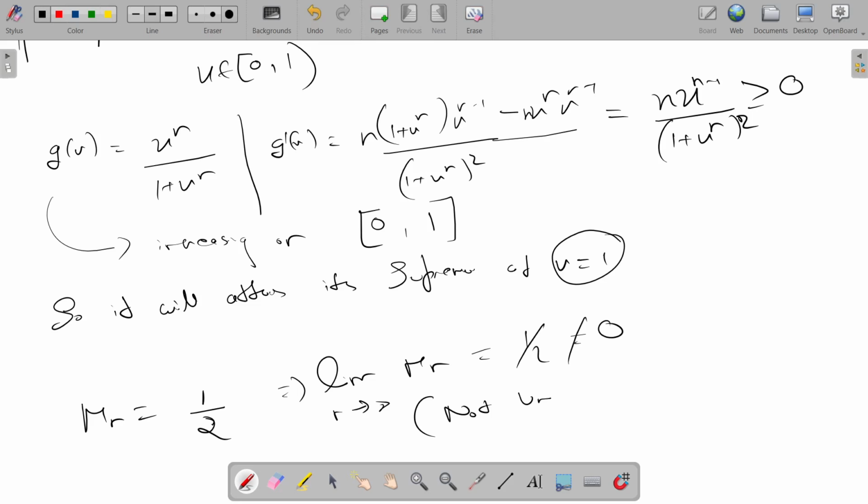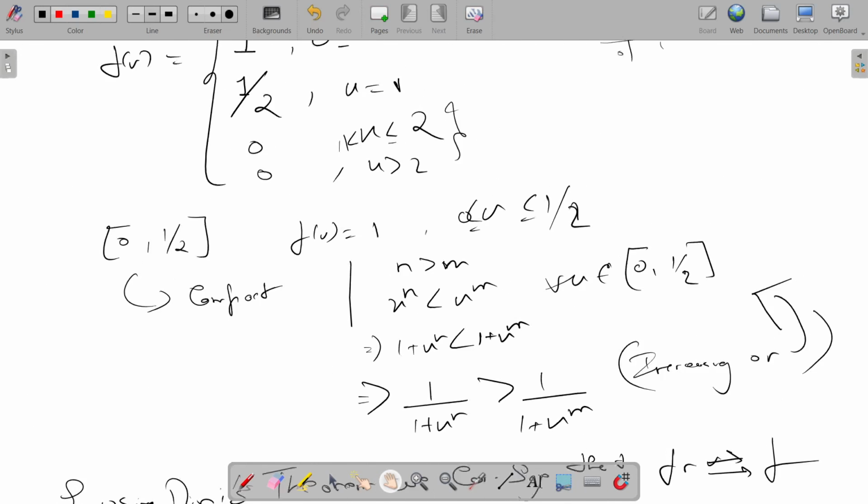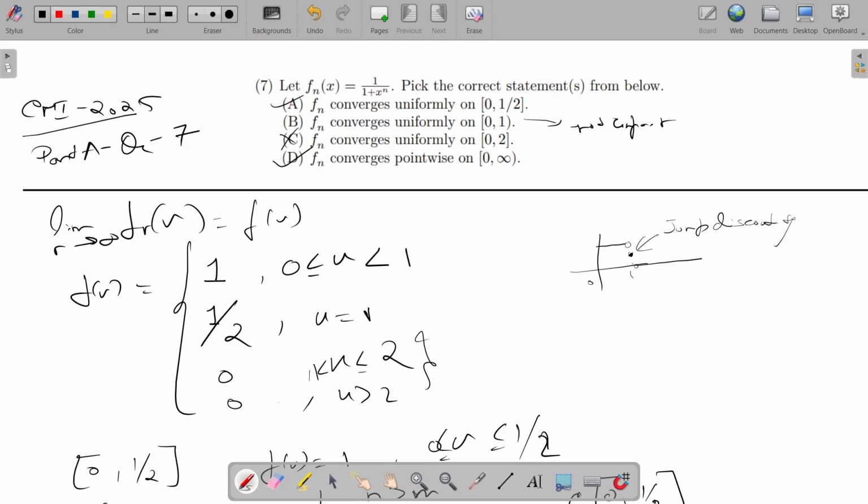So it is not uniformly convergent. So we are done. This was a pretty easy question, pretty nice. So this is false. So only options A and D are correct.